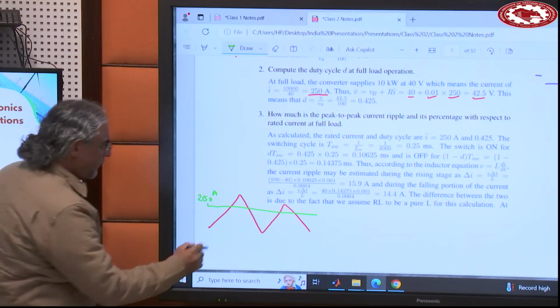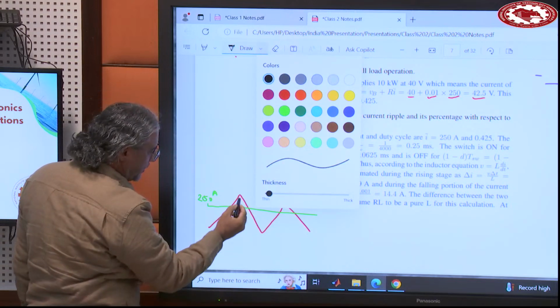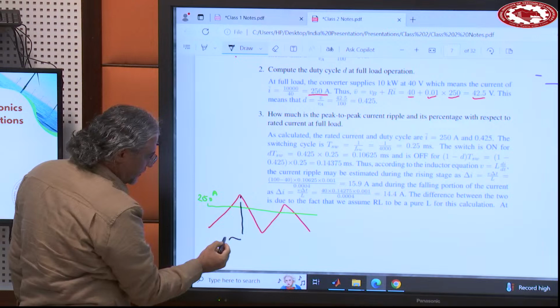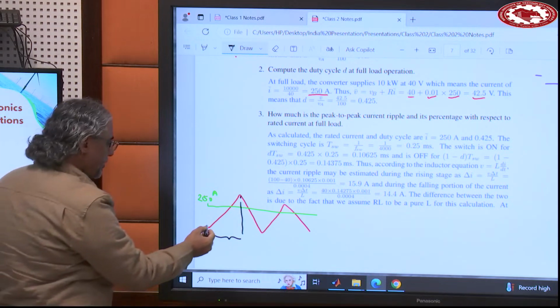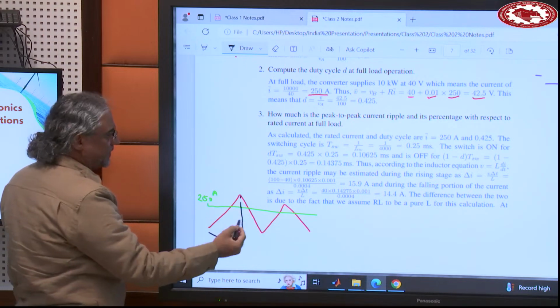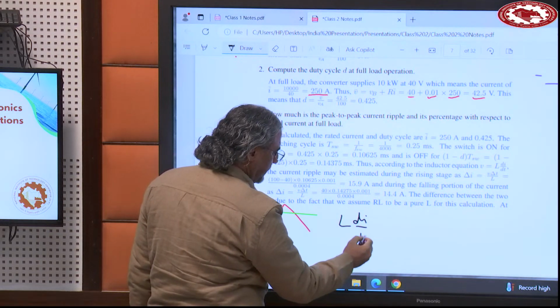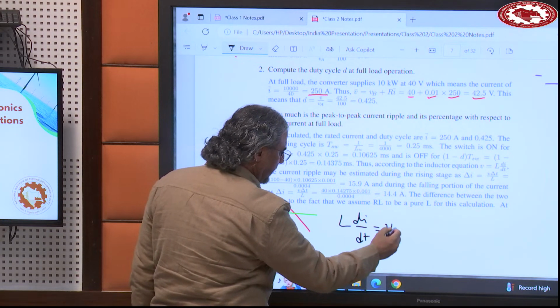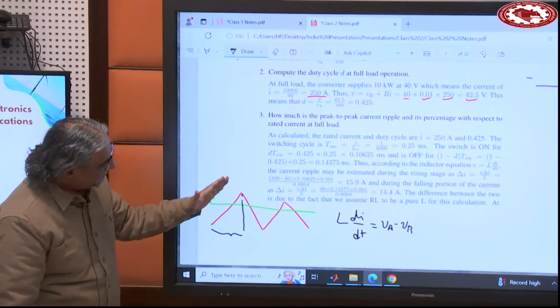Okay, so if you want to calculate this, you need to find out how much is this time, which we know, because we know the entire time, and we know the duty cycle. And we know how much is the slope of this line. And then we have the equation L dI over dt is equal to VA minus VB. This is during this rising time.